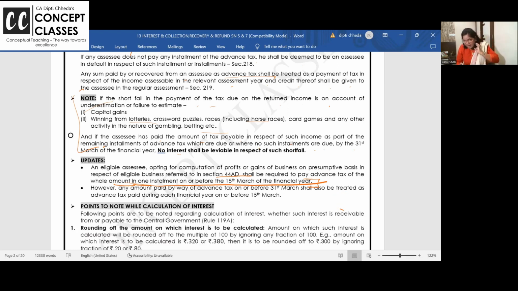So they are allowed, instead of 4 installments, to pay advance tax in a single installment by 15th of March. However, any amount paid by way of advance tax before 31st March shall be treated as advance tax paid before 15th of March only. So 15 days delay they are allowing, but otherwise interest is normally charged even for 15 days. Let us see.